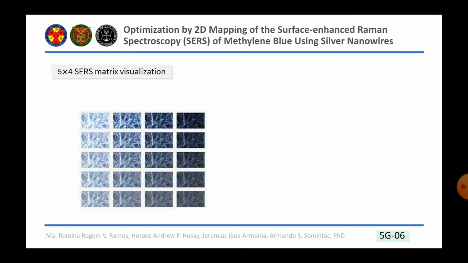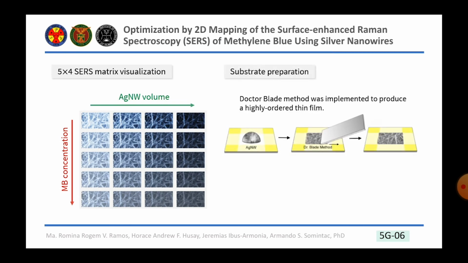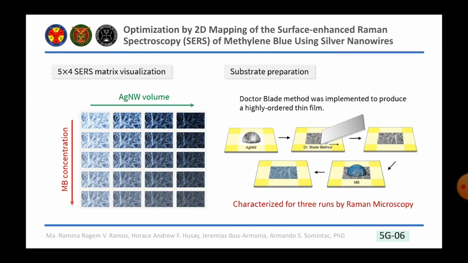A 5x4 SERS matrix with increasing MB concentration and increasing nanowire volume was produced by depositing the nanowires on a glass slide via the Dr. Blade method and by drop coating the MB over. The substrates are then characterized by Raman microscopy.